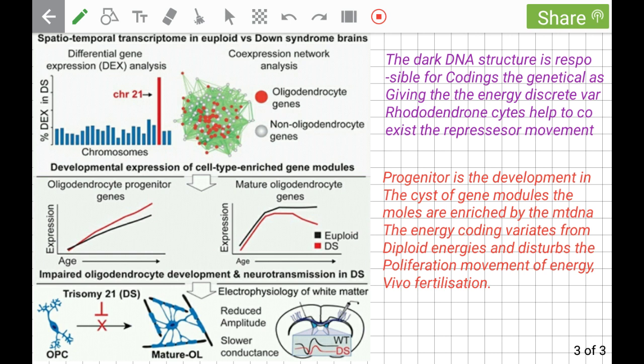So deployed energy disturbs all the proliferation movement of energy view fertilization, and there is a dark matter which is responsible for the frequency analyzing, which measures the energy cells to make them in the kinetical spheres.